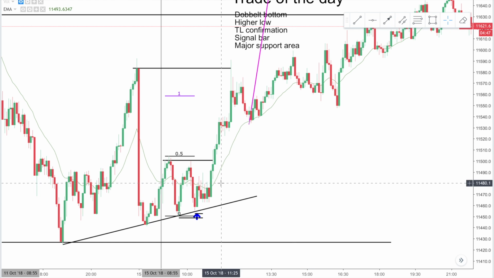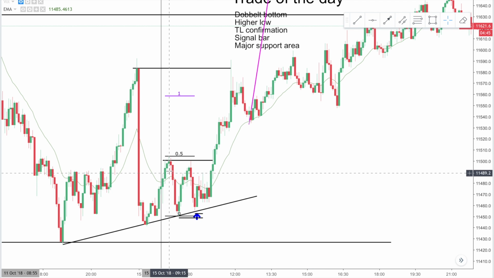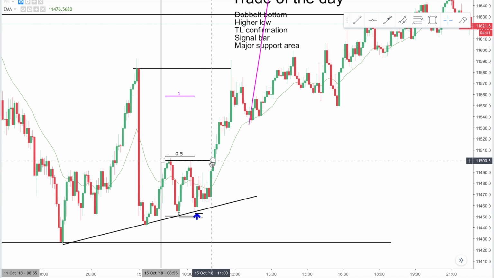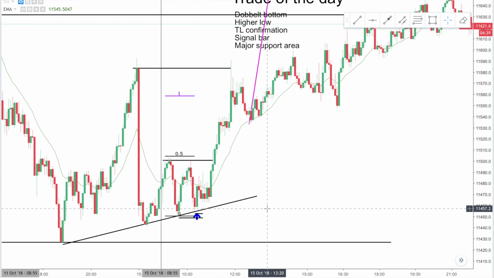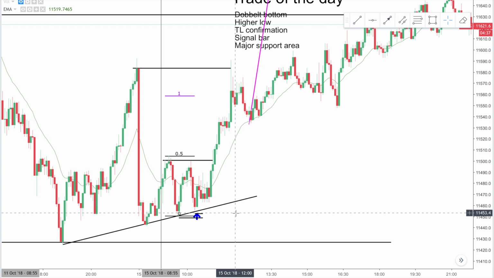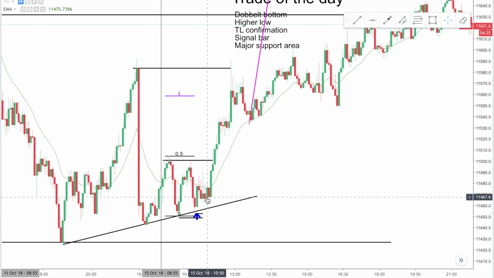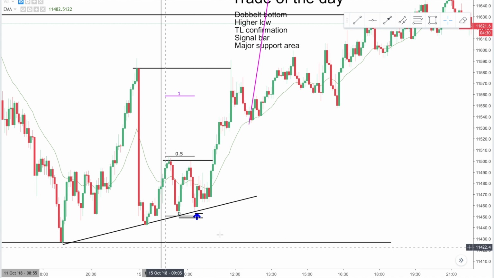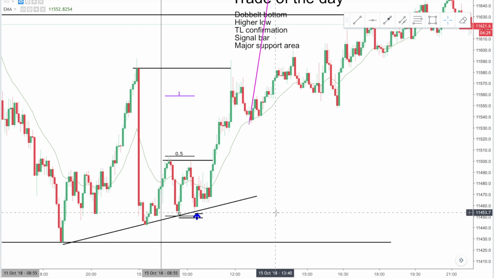That's the trade of the day. On a higher time frame, that's going to be a first entry long, that's going to be a second entry long, so also keep that in mind. Higher lows, trend line confirmation, nice signal bar, major support area. It's good context for a long.